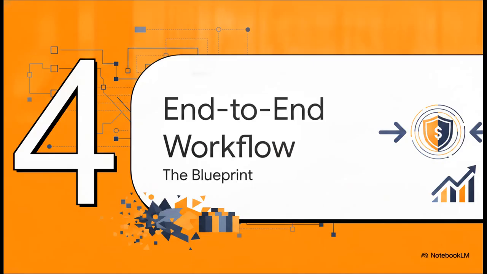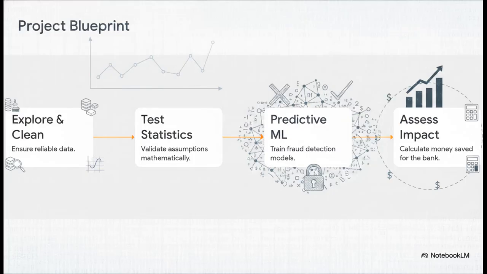That brings us to Section 4, the end-to-end workflow, the blueprint. Let's see how this builds across our methodology. To transform this raw, imbalanced data into a sleek, risk-intelligent solution, we follow a systematic workflow across 4 main phases. First, explore and clean, to ensure reliability. Second, statistical testing, to mathematically validate our assumptions. Third, predictive modeling, to actually detect the fraud. And finally, step 4, evaluate financial impact, where we calculate exactly how much money our model will save the bank.